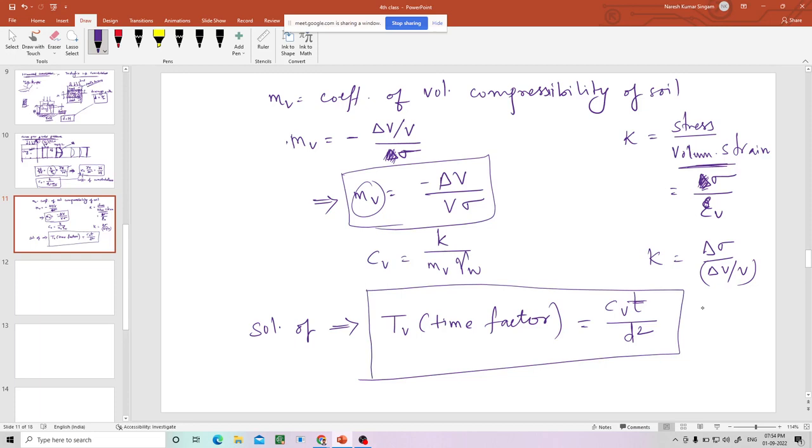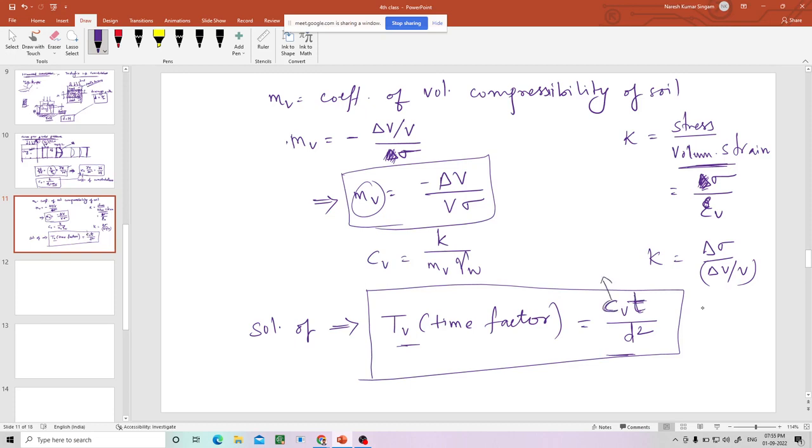See, nobody will be asking you the derivation part in the GATE exam. You need to know the solution formulas directly, the solution which came from the derivation, the partial differential equation. So this is what is important. TV is the time factor, whereas T is the time at any instant during the consolidation, and this CV is the coefficient of consolidation.